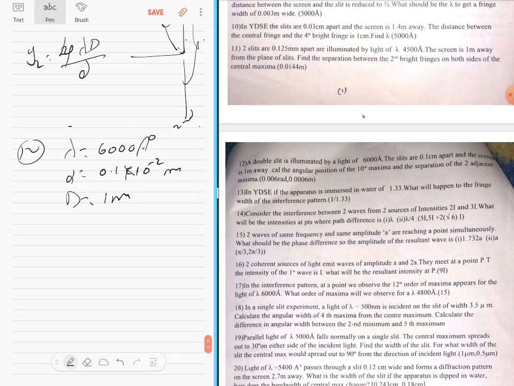Angular position, okay. Angular means theta is equal to x by capital D. That's what I know. You can also write this as sin theta is equal to x by d, or tan theta is equal to x by d, you never know. But this formula we got, x by capital D, where x is the position on this distance and D is this distance, okay.